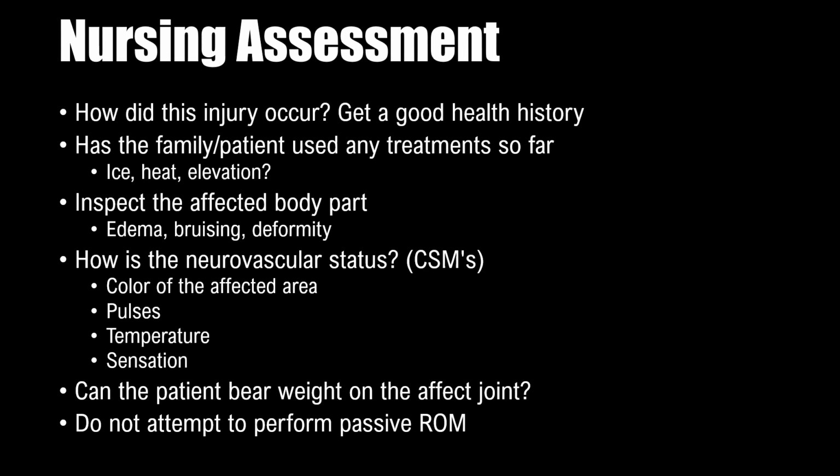So we want to look at the color of the affected area. Are we getting good blood flow? Is the limb pink, or is it kind of pale and blue? How are the pulses? Hopefully we do have active positive pulses. How's the temperature? Is the skin warm or is it cold? Can the patient feel you touching them? How's their sensation? Check if the patient can bear weight on the affected joint. Are they limping? Definitely do not perform any passive range of motion on the affected extremity.